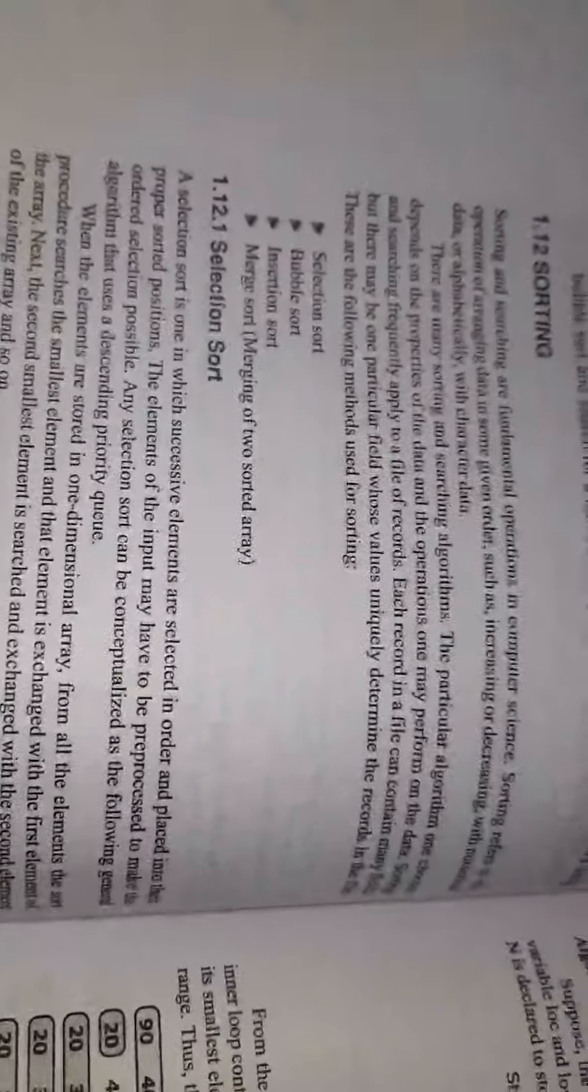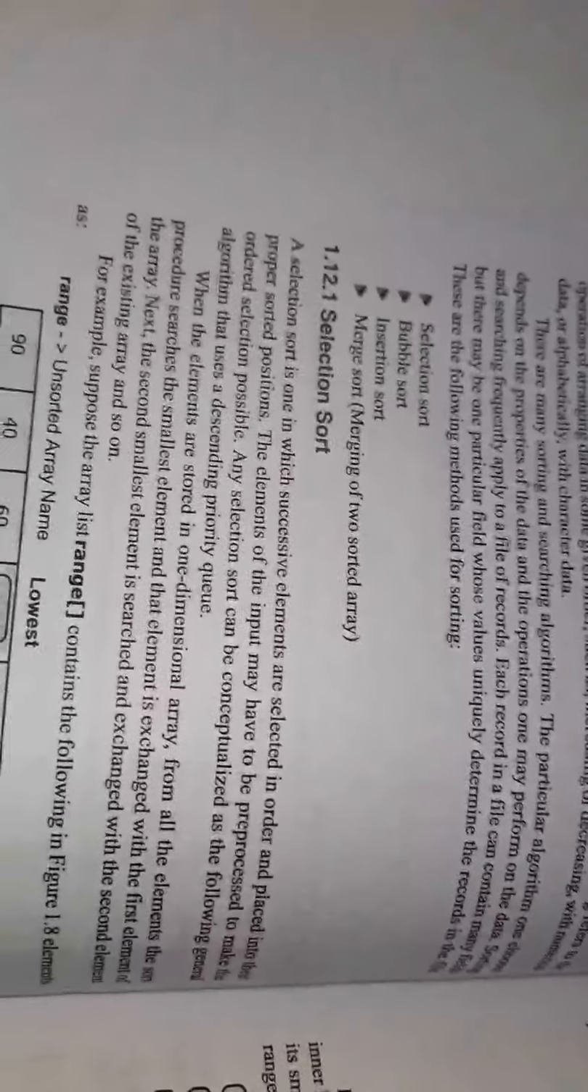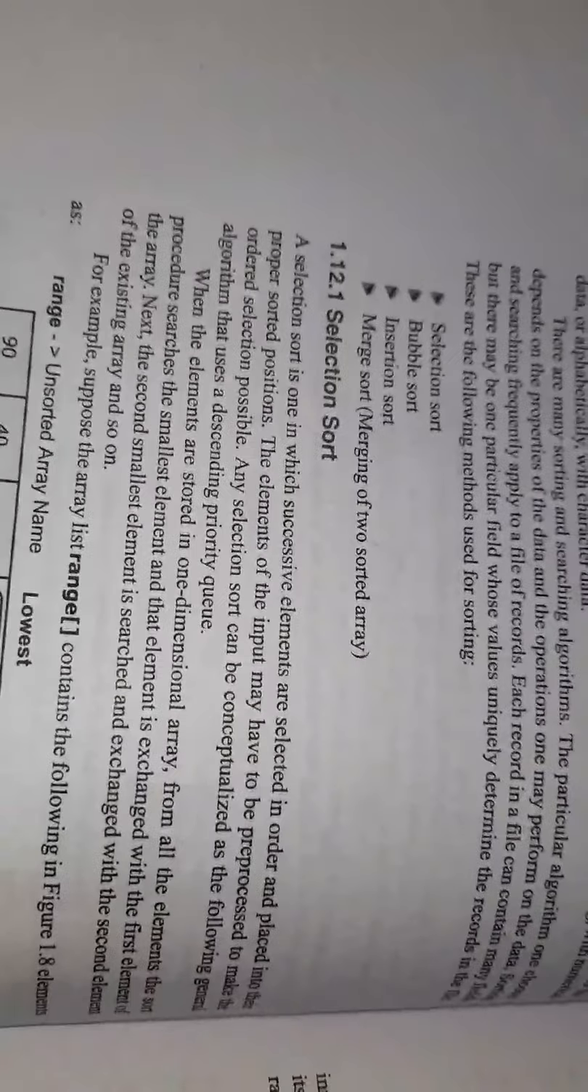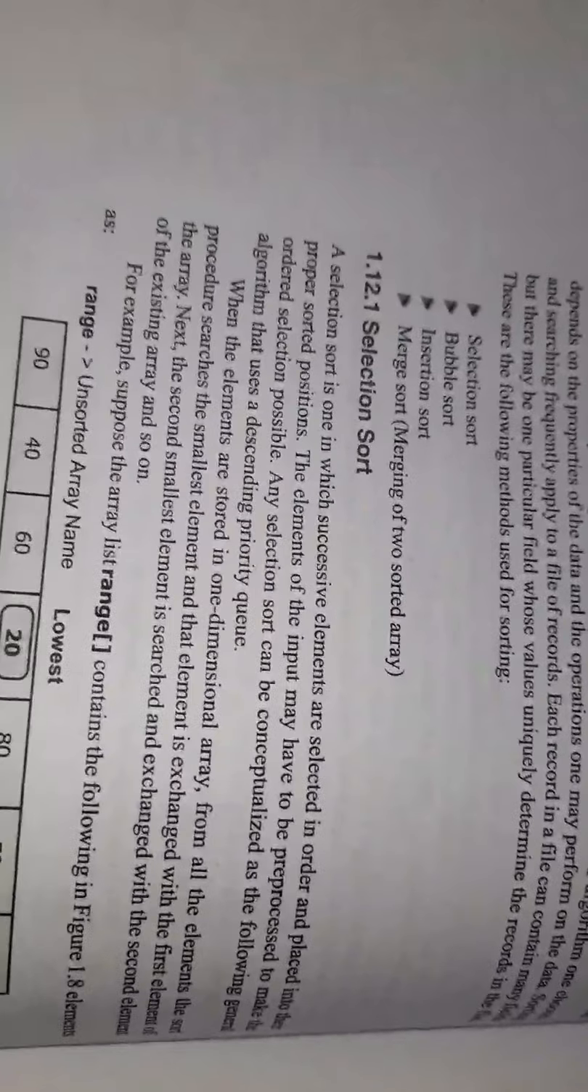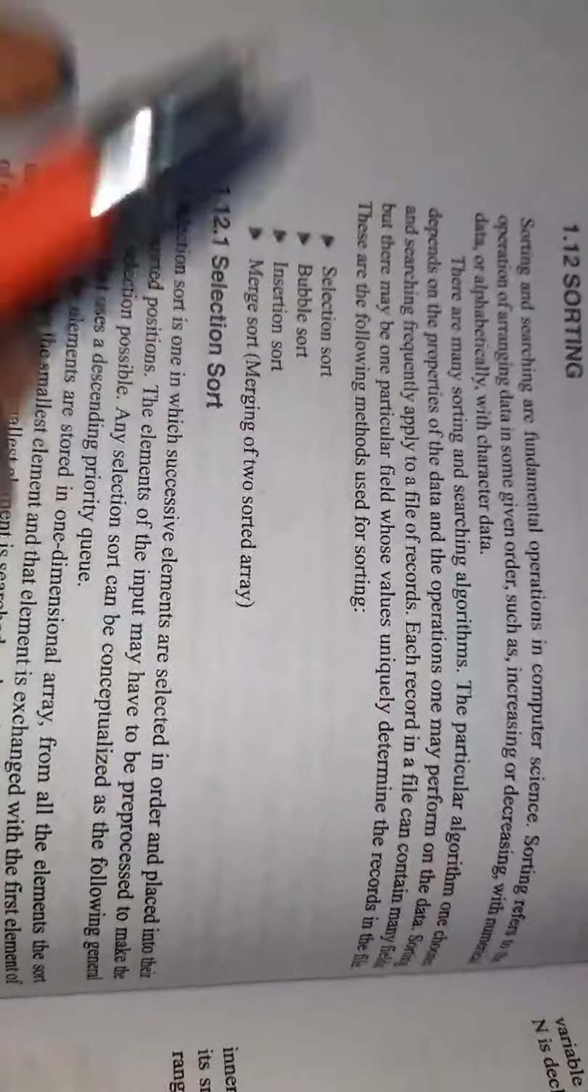In the previous video I discussed linear search and binary search. Linear search and binary search are used when you have to search for a particular value in an array. In linear search, the data are in unsorted format. In binary search, the data are in sorted format, that is in ascending order or descending order, right? Using this sorting method, we arrange the array elements in ascending or descending order.